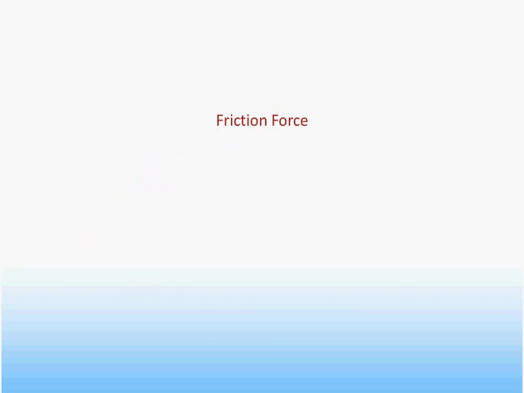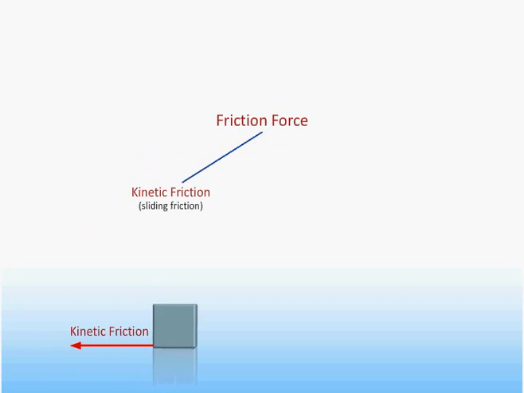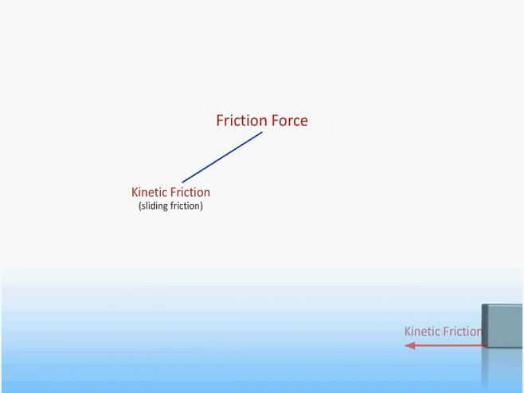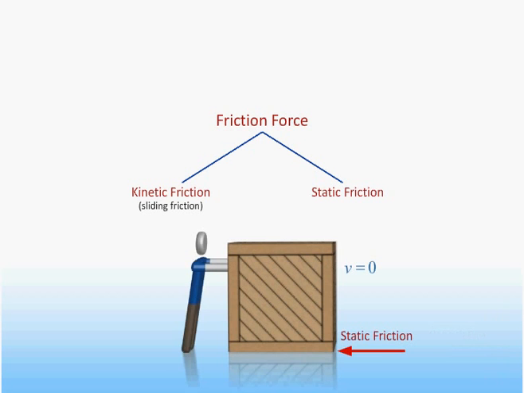We distinguish between two kinds of friction forces. Kinetic friction refers to cases in which one surface moves relative to the other, such as when a box slides across the floor, while static friction refers to cases in which the surfaces do not move relative to each other, such as when a person is pushing on a stationary heavy box.